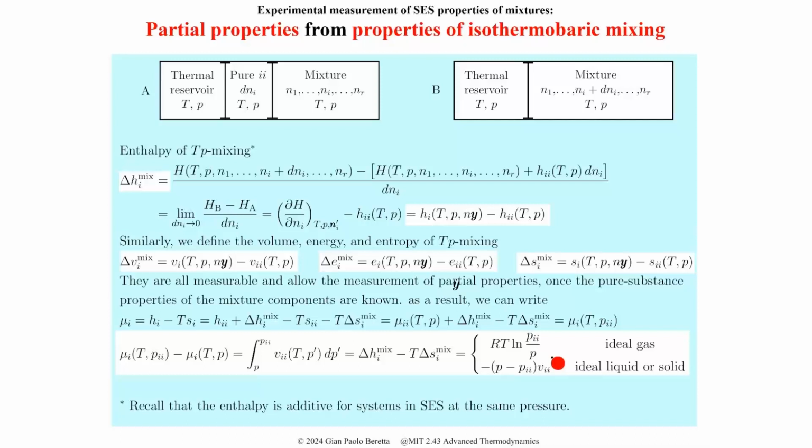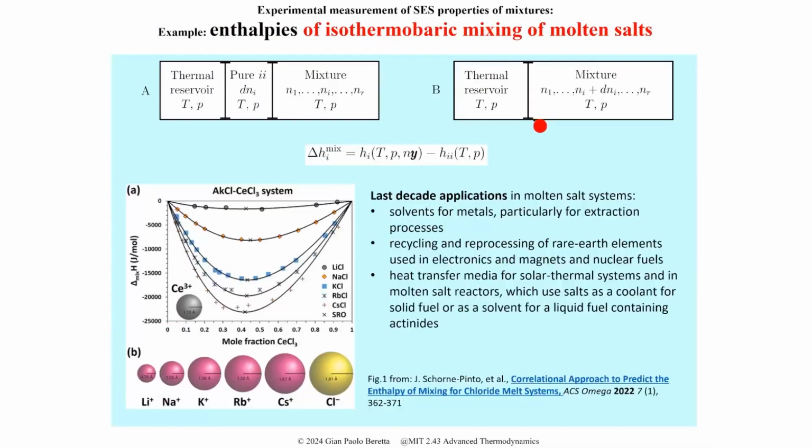And again, we see that there is a relation between the partial pressures, very explicit relations, in terms of the enthalpy and the entropies of isothermobaric mixing. So this is a way in which you can measure partial pressures, because you can measure the properties of isothermobaric mixing.